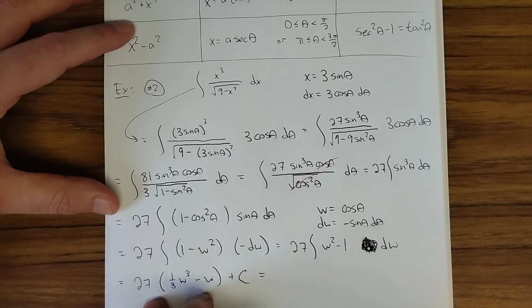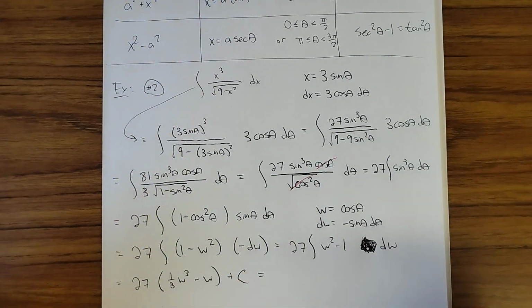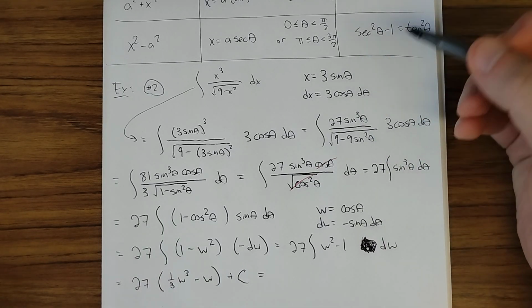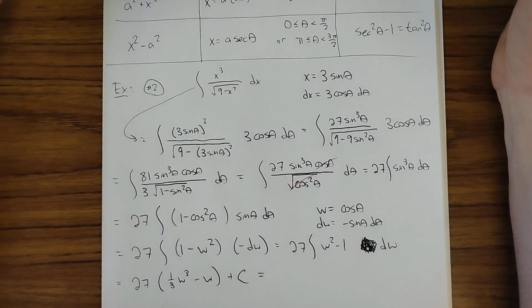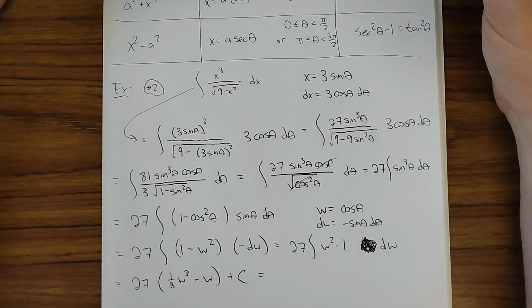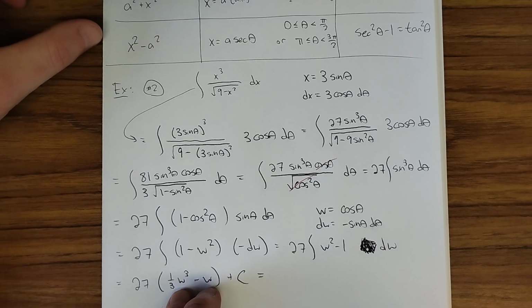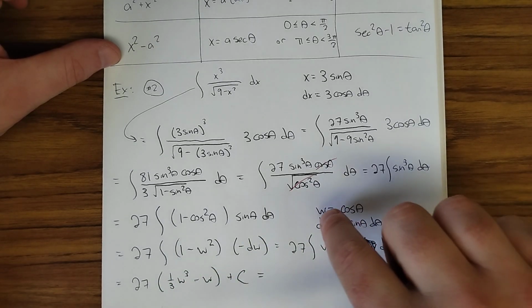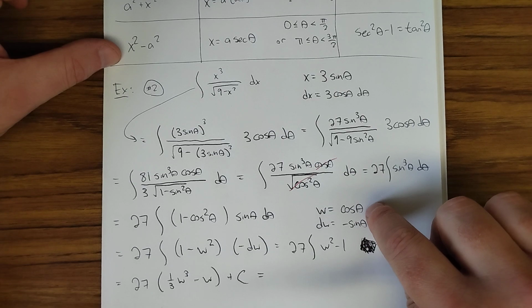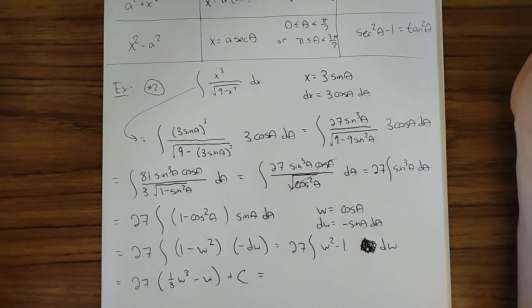I can simplify this a little bit, but let me take a step back and think. I made a couple of substitutions. I made this substitution and then the original trig substitution. I do want to put my final answer in terms of the original variable x. So I'm going to take 2 steps back. I have it in terms of W. I'm going to replace all my W's with cosine thetas, and then I'll have an answer in terms of theta, and then I'll have to figure out how to put my answer in terms of x.